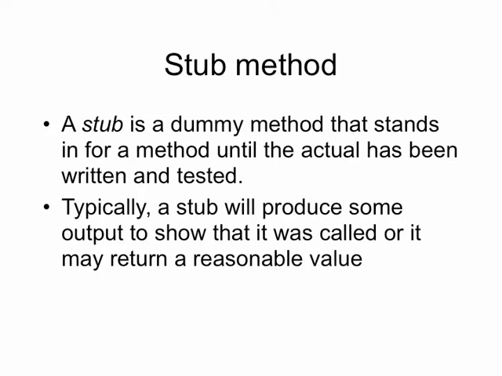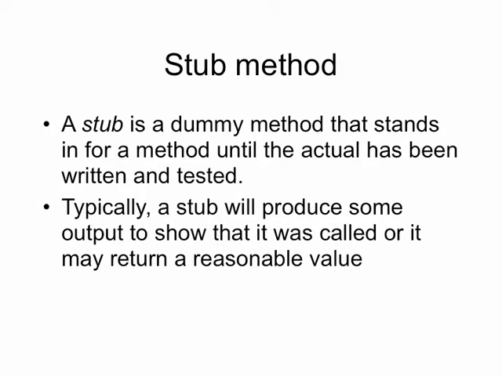A stub method is a dummy method that stands in for an actual method until the actual method has been written and tested. So you can develop the rest of your class without developing all the methods, just having a method stand in for it and satisfy the condition. Like, let's say your method needs to return an int, just say return 0 or -1, just to satisfy that condition and prove that you can call the method and keep going.